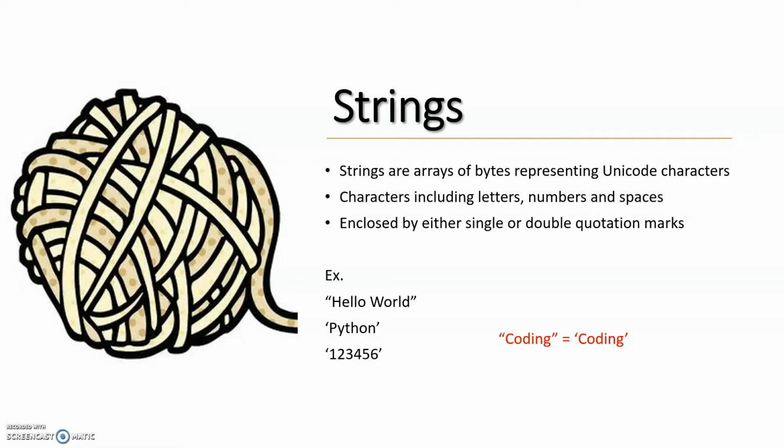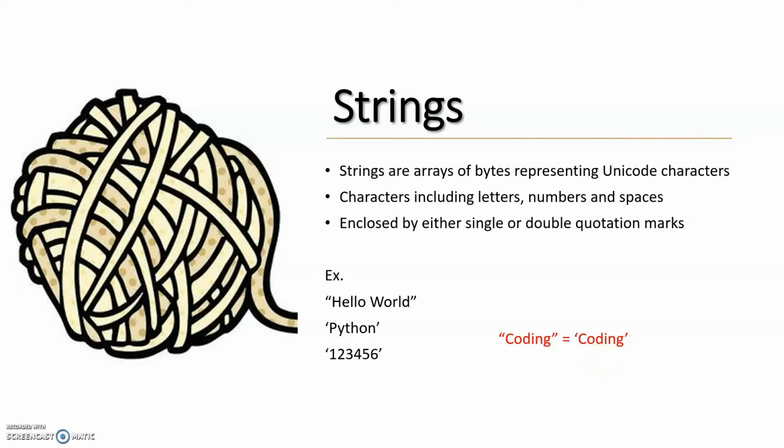Now, another important point about strings is that if you have two strings with the exact same characters, then they're equal to one another. It does not matter if you enclose them with single or double quotation marks. For example, we have the string coding enclosed by double quotation marks. That is the same as the string coding enclosed by single quotation marks. It's just that the characters have to be the exact same, and that's very important when using strings.